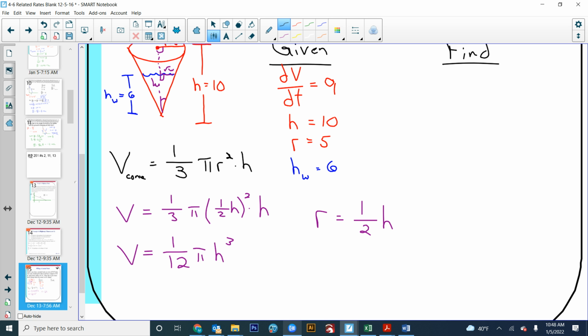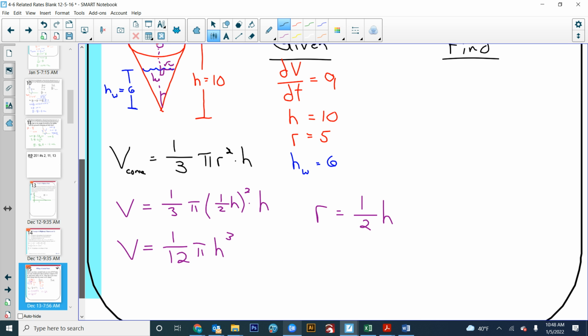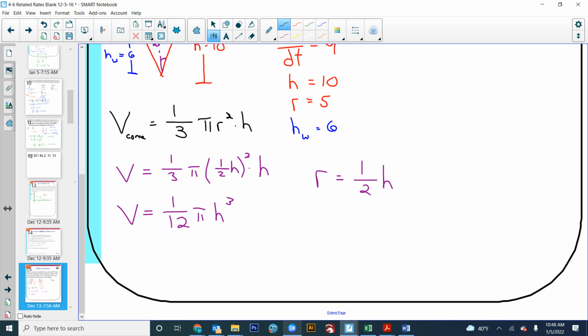This is the specific volume formula for this problem because of the ratio between radius and height. What do we want to take the derivative with respect to? Time. So dV/dt is, ready? 3/12, 1/4, pi h squared times dh/dt.